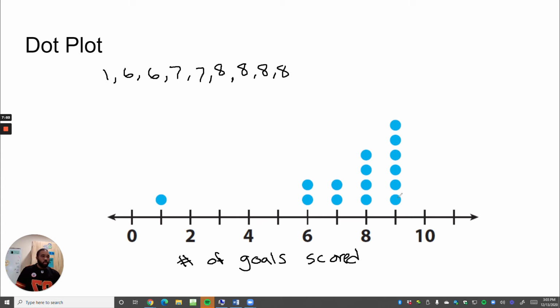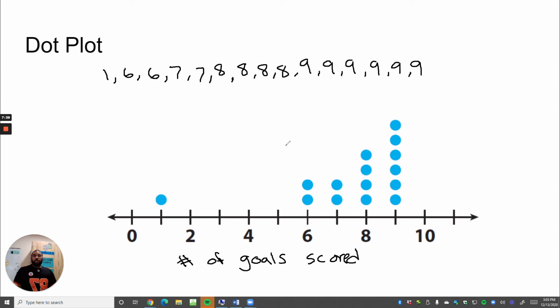And then 6 players who scored 9 goals. Notice when I recreated my data set, I used the number of goals that they scored, not how many players did each thing. So this is showing visually, and I recreated the numbers.